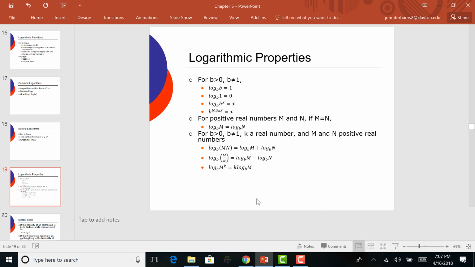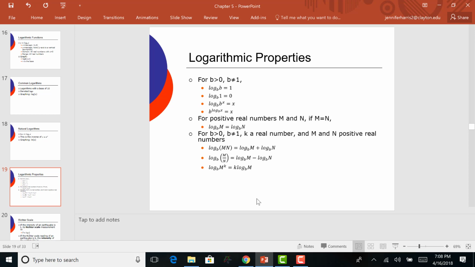Alrighty, here is bullet number 2. Bullet number 2 says we have log base B of 1 equals 0. I'm going to put a number in the place of that B. Whatever number I put here, let's go with 3 again. So log base 3 of 1 equals 0. Can I check it?